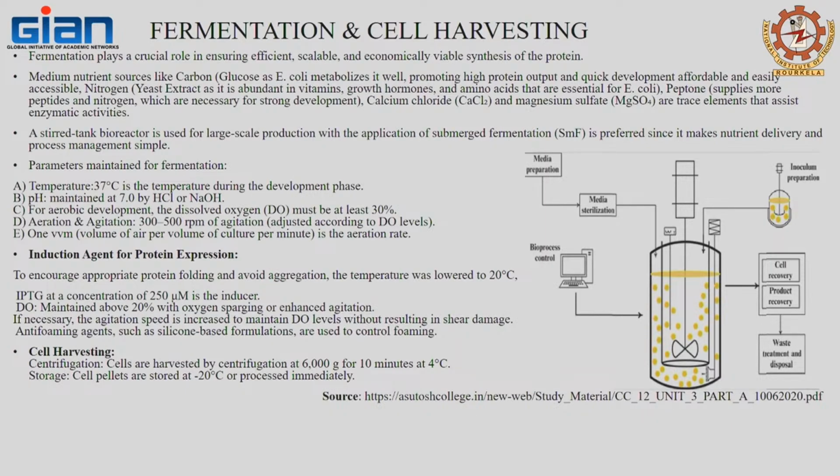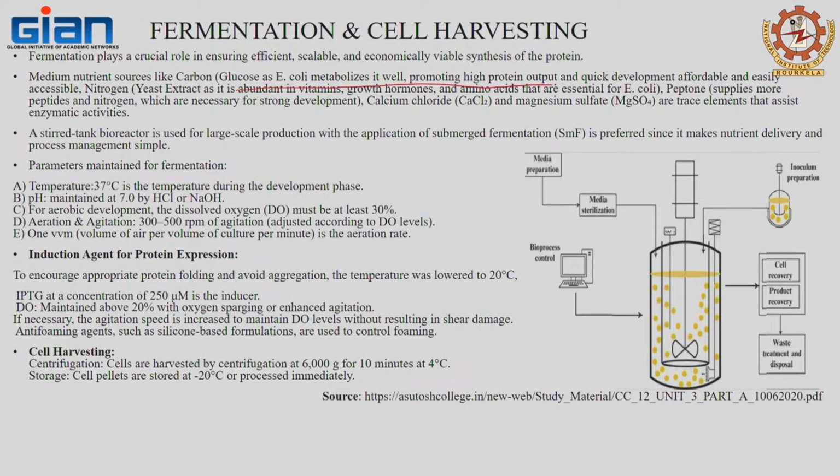So there are several factors that matter. I've considered the medium nutrient sources that matter the most. In carbon, glucose is considered because E. coli metabolizes it quite well, as is well known. In nitrogen, yeast extract, because as many research papers show, it's abundant in vitamins, growth hormones, and amino acids, and best suited for E. coli.